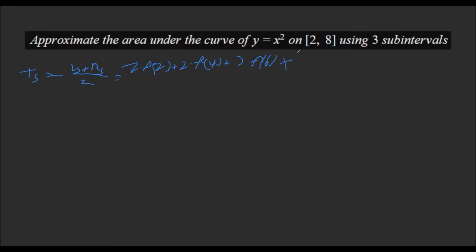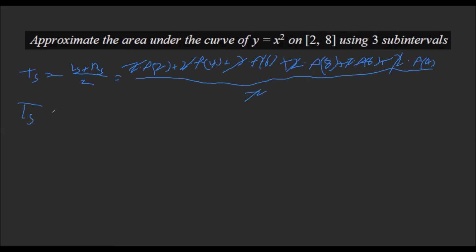Delta x in this situation is going to be the same. 2 times f(8), plus 2 times f(6), plus 2 times f(4). Thankfully, delta x in this situation is 2, so we can just cross out every instance of 2. And we're left with the trapezoidal sum being equal to f(2) plus f(4) plus f(6) plus f(8) plus f(6) plus f(4).